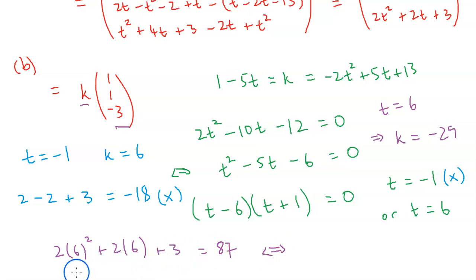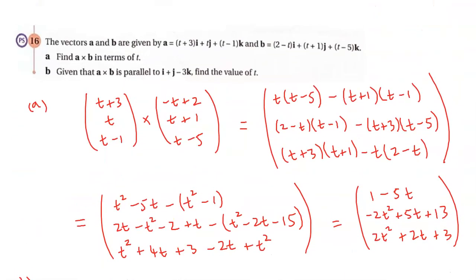And clearly solving this thing, it's the same as 2 times 36, which is 72, plus 12 equals 87 minus 3, which is 84. And that is indeed correct. So t equals 6 is our solution.